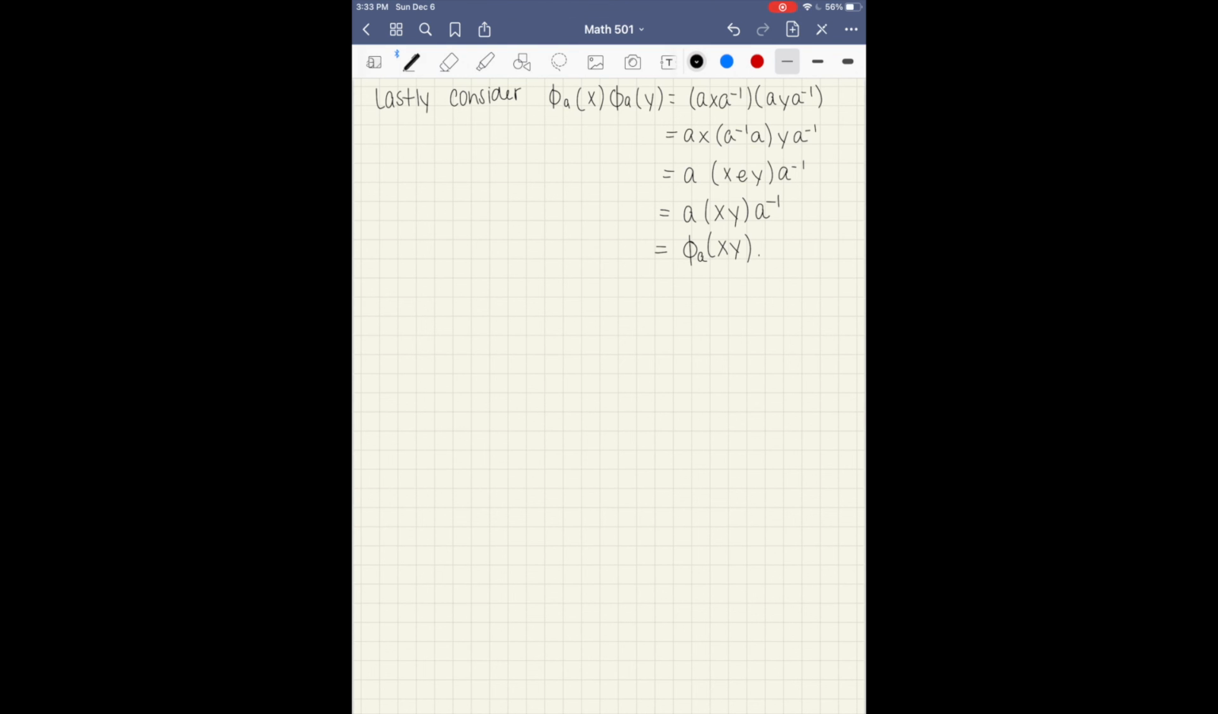So now that we've proven all four steps, we can say phi A from G onto itself, so that phi A of x is equal to A x A inverse, is an isomorphism. And since it's mapping from itself to itself, we know that it's an automorphism.